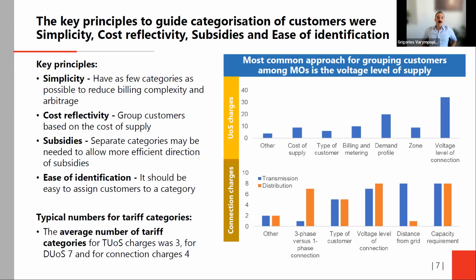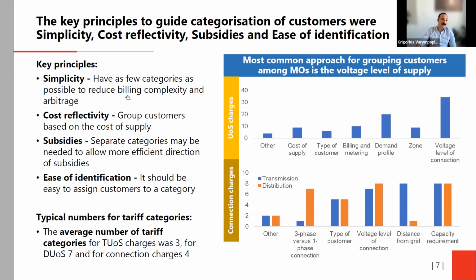The key principles now to guide the categorization of customers were simplicity, cost reflectivity, subsidies, and ease of identification. It is necessary to group customers into customer categories when we don't have time of use pricing structures, and we have single rate tariffs to charge our customers. In these cases, we need to group customers together, and the key principles that were adopted was simplicity, which means to have as few categories as possible to reduce billing complexity.